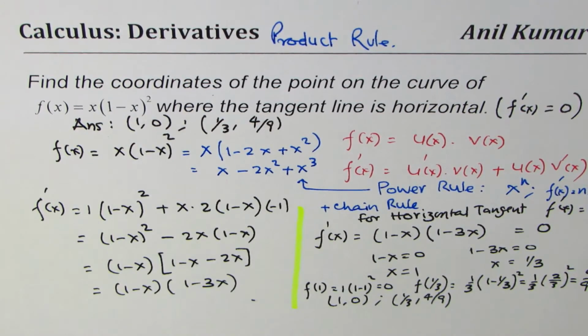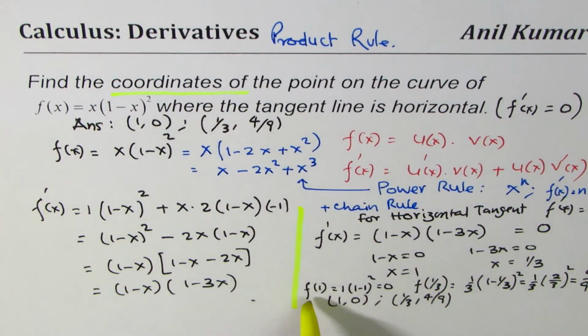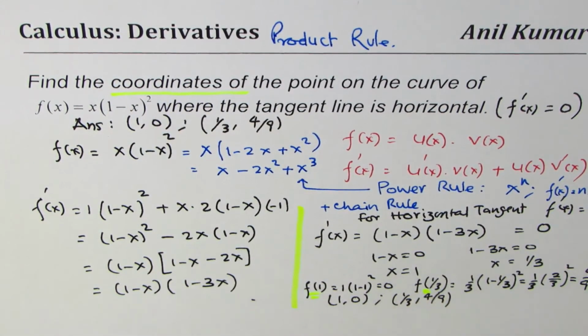I'm Anil Kumar, and I hope that helps. And the important thing to understand is the coordinates, right? Since coordinates were involved, we found the value of the function at 1 and 1 over 3. I hope that helps you to understand and answer such questions.